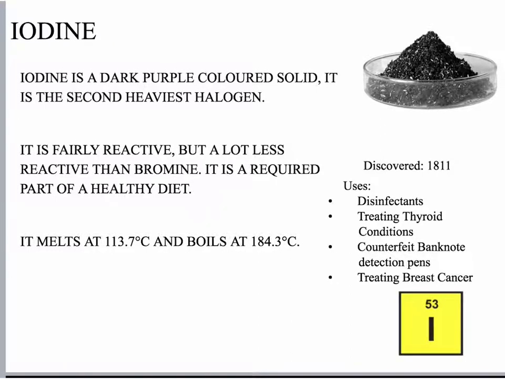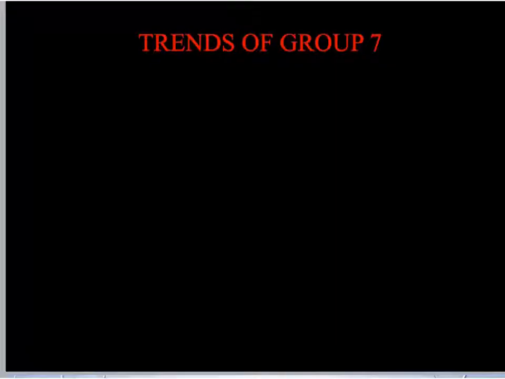Finally, we have iodine. Iodine is a dark purple coloured solid and is the second heaviest halogen, sitting just above astatine and below bromine. It's still fairly reactive, but it's a lot less reactive than bromine. It melts at 113.7 degrees and so is a solid at room temperature, meaning that it has a much higher melting and boiling point than bromine does.